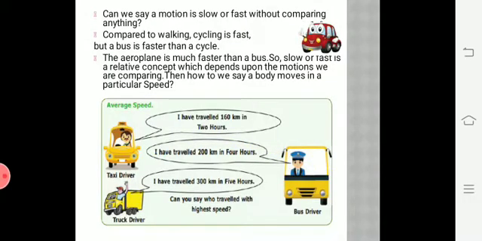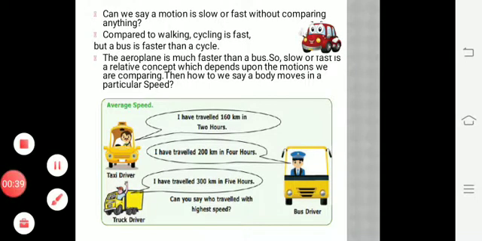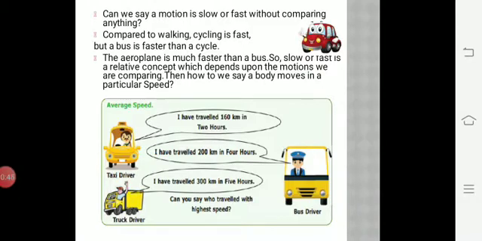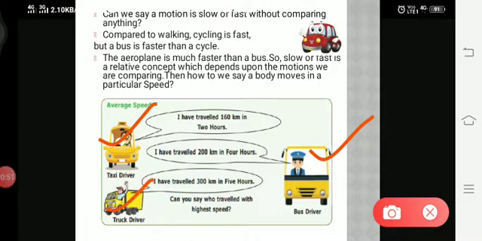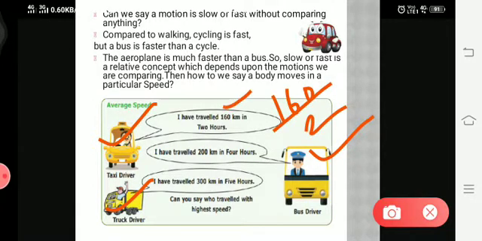In the previous class we solved this sum, and we had to say which vehicle traveled faster compared to the other vehicles. Here we saw three vehicles: first the taxi driver, second the bus driver, third the truck driver. For the taxi, you divide 160 by 2, because 160 kilometers is the distance traveled and 2 hours is the time taken.